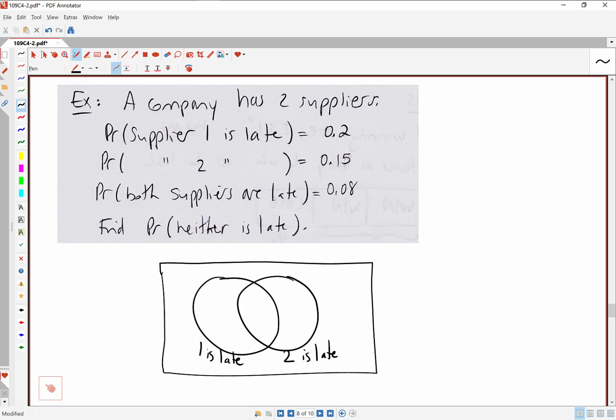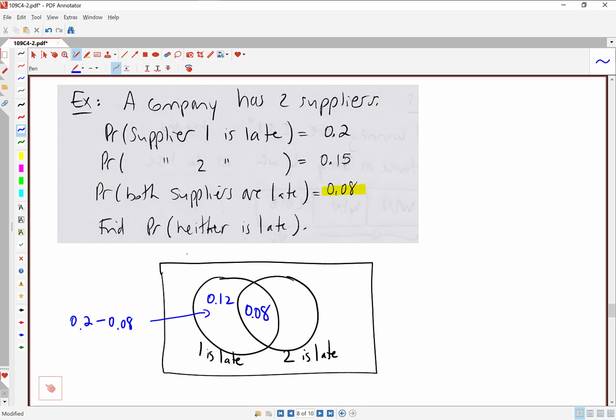Okay, let's see what we know. So probability that both suppliers are late, that's 8%, and that goes in the intersection of the 2 circles. Probability that 1 is late is 20%, but that 20% is spread out over this entire circle. So we have to do a little subtraction here and say this probability here is going to be 20%, or 0.2, let's say, minus the 0.08 that we've already accounted for.